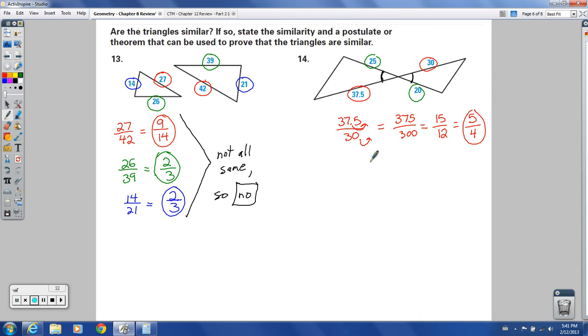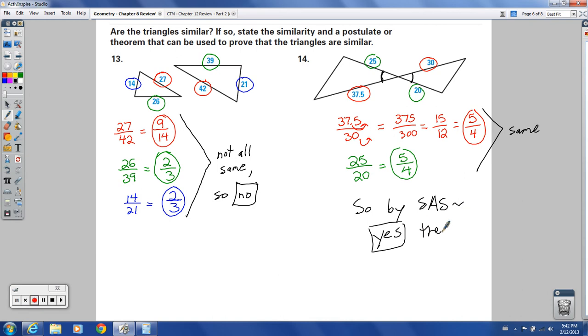And then in green, I've got 25 over 20. I'm going bigger to smaller here, just like I did here, bigger to smaller there. 25 over 20 can be reduced to 5 over 4. So these are the same. These are the same. And so we can say, by side-angle-side similarity, not congruence, but similarity, we can say yes, they are similar.